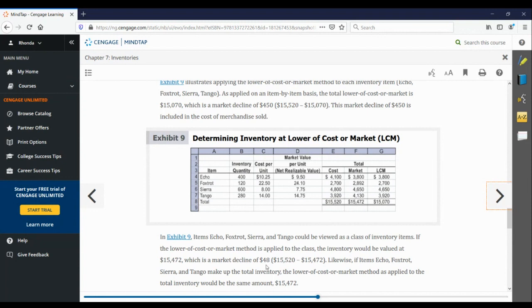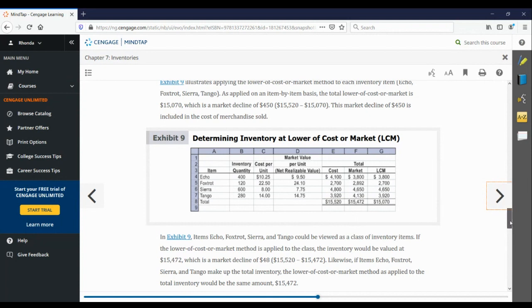So we would create an adjusting entry again that they haven't shown for us to do that, where we would debit our cost of merchandise sold for $48 and credit our merchandise inventory for $48. When we credit the merchandise inventory for $48, it will bring us down to the 15,475, and that's what you would report on your balance sheet as the ending amount of inventory.